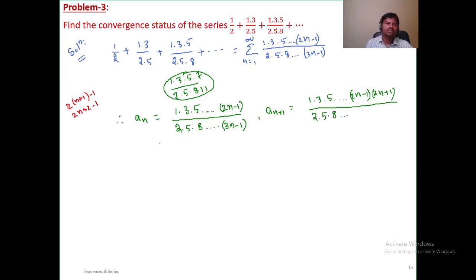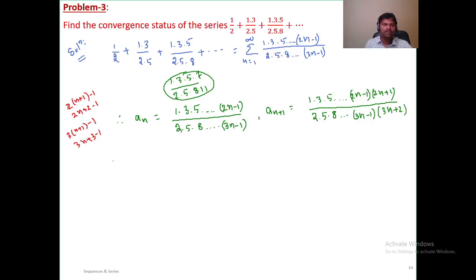Instead of n, you write n plus 1, and then again, 3 of n plus 1 minus 1. So 3n plus 3 minus 1, so 3n plus 2 you will get. So the first nth one is 3n minus 1, and n plus 1 will be 3n plus 2. Check once: 3n plus 3 minus 1, so 3n plus 2. Yeah, fine. So therefore, this is equal to.